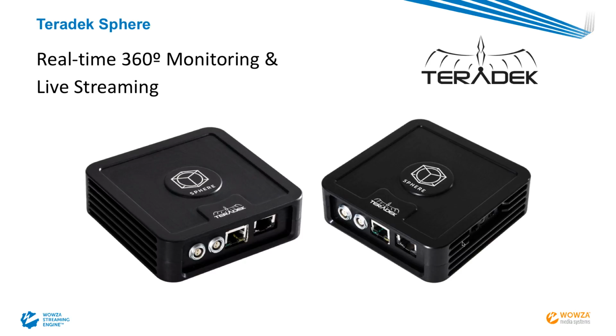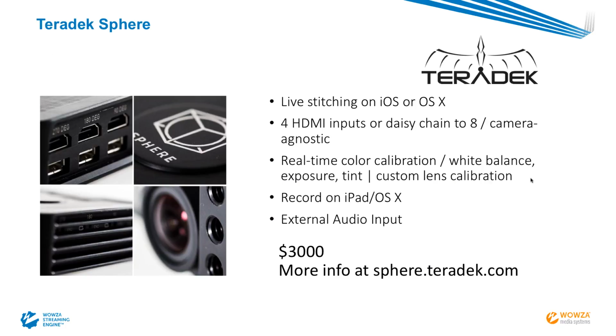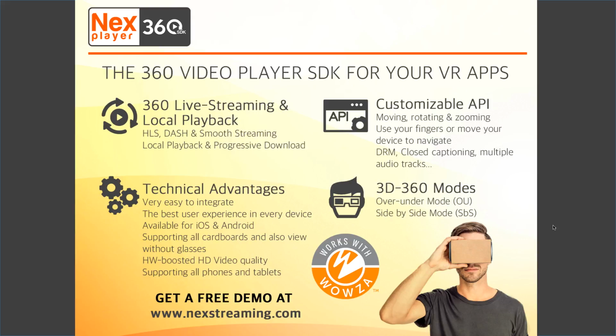And then Teradek is another Wowza partner. They make products like the Cube and the Video. This is the Teradek Sphere, which is a box that actually does the stitching. And this allows you to do 4 concurrent cameras. The great thing about this is that it's agnostic. You can use whatever device you want to do the capture. So you can use your own GoPros or your own cameras that you have in-house to capture those signals.